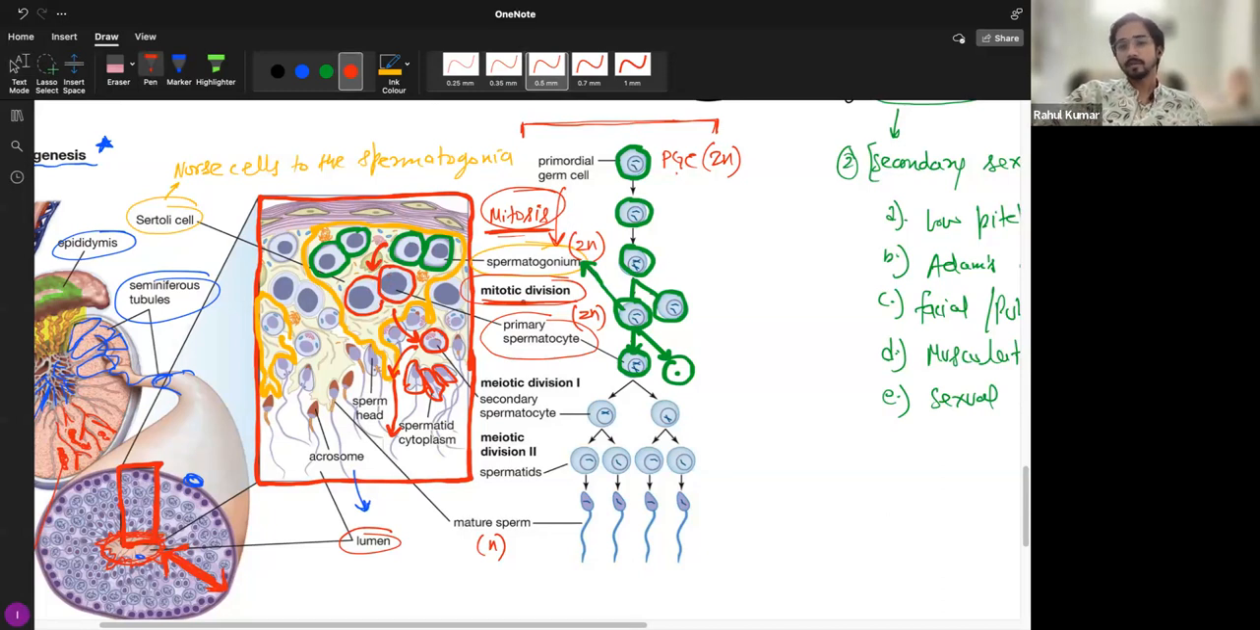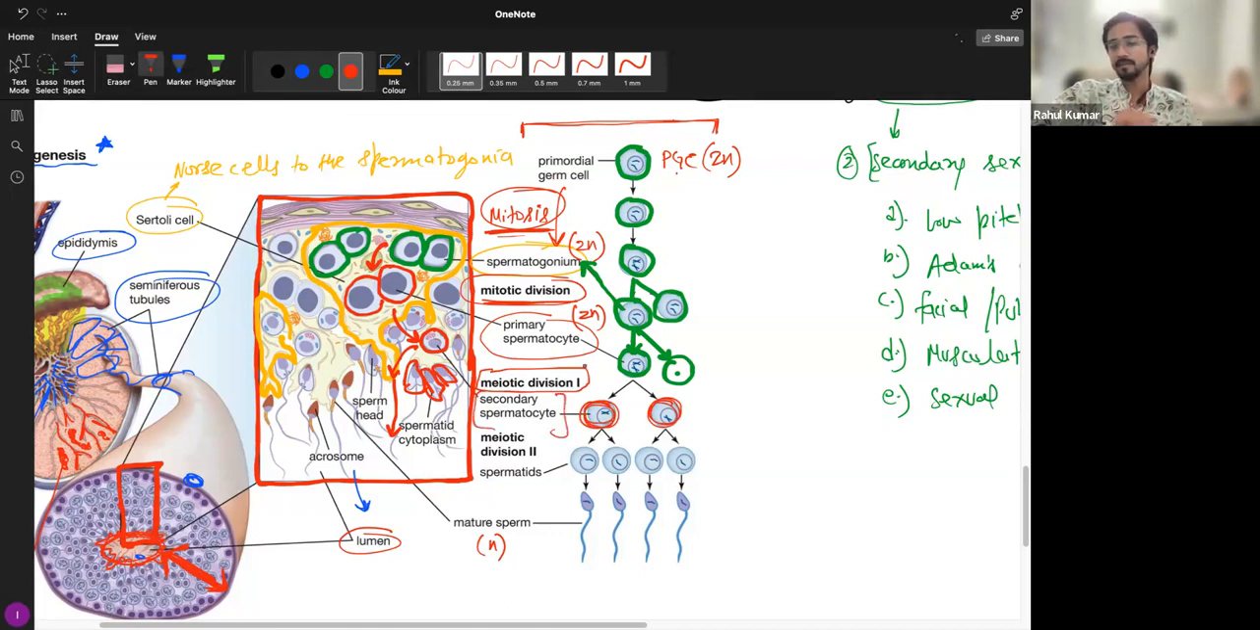Now, the primary spermatocyte is the first cell that undergoes meiosis. You can see here they have mentioned meiotic division 1. We have already discussed that meiosis happens in 2 division cycles. As a result of meiosis 1, from one primary spermatocyte, 2 secondary spermatocytes will be formed. Can you see here? Yes, sir.